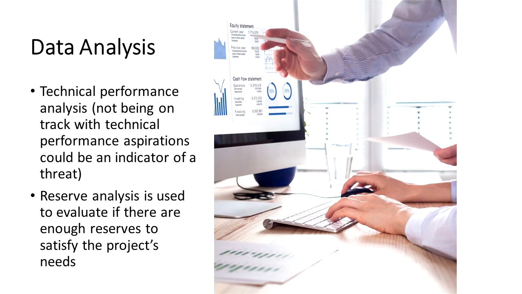We want to do a technical performance analysis on the available measurements that show us when we are meeting our targets. Examples of these technical performance measures that come into play here are things like weight of a deliverable or a product or an item, transaction times, the number of delivered defects, storage capacity, and so on. Also here we talk about reserve analysis. In data analysis, we want to do a reserve analysis to make sure that we've got enough reserves or buffers to satisfy the project needs.